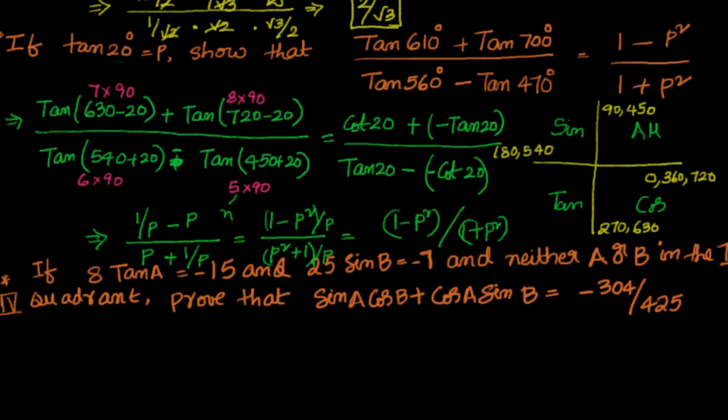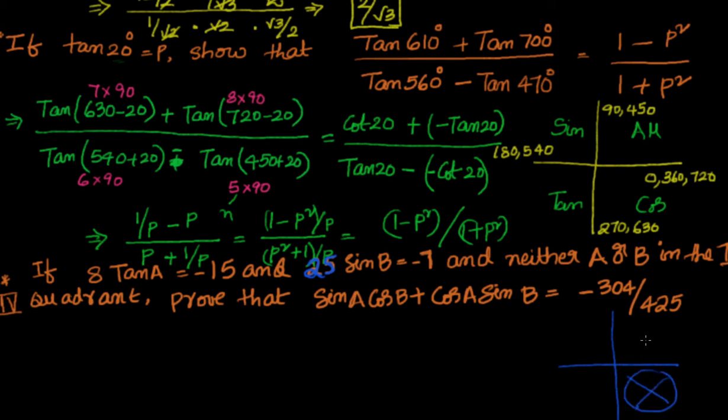This is very interesting. So what I will do, 8 tan A equal to minus 15 and 25 sin B equal to minus 7, neither A or B in the fourth quadrant. Okay, let me try to find out which quadrant they are in first.